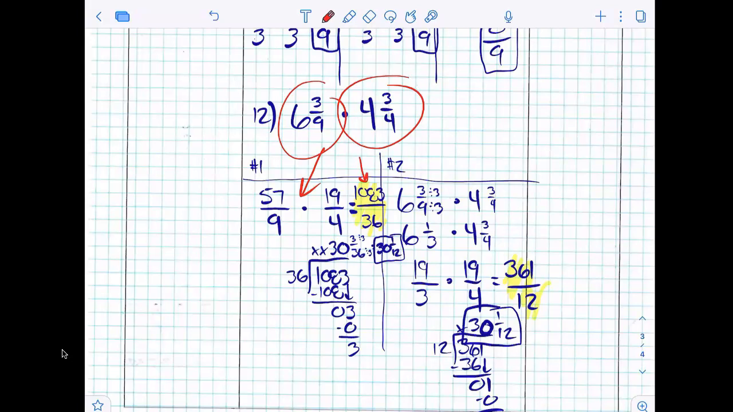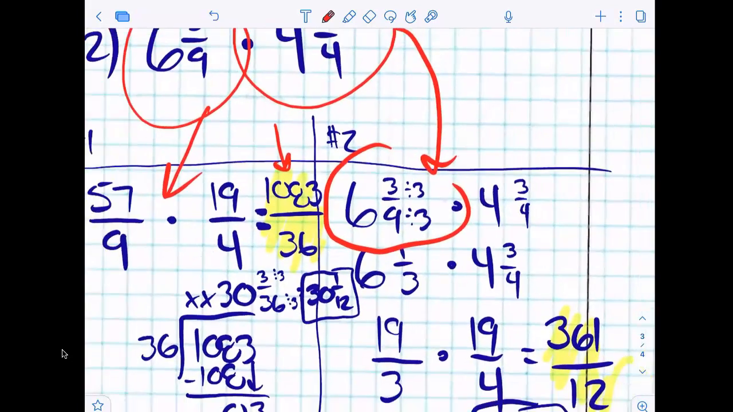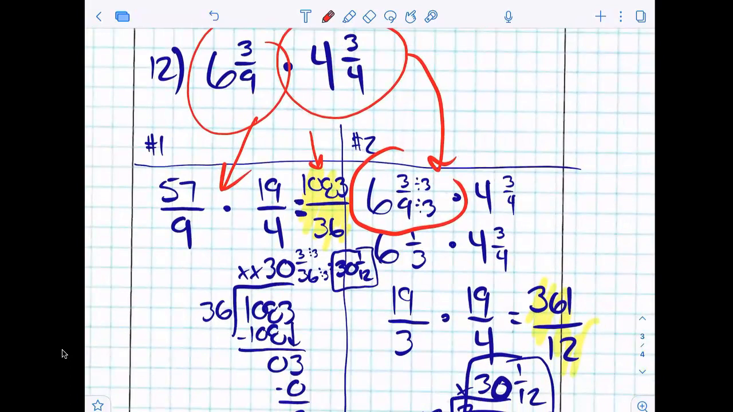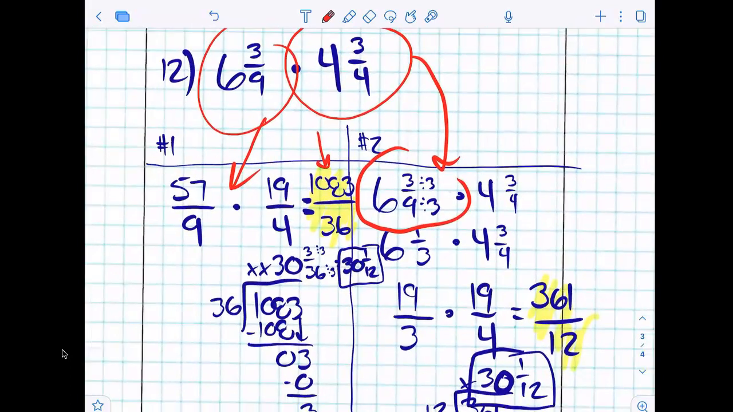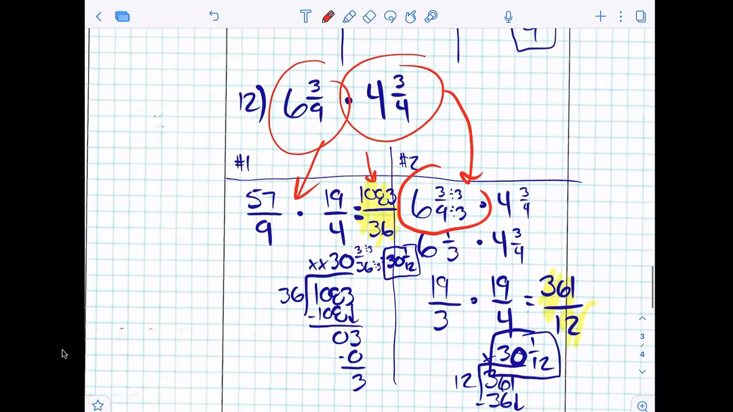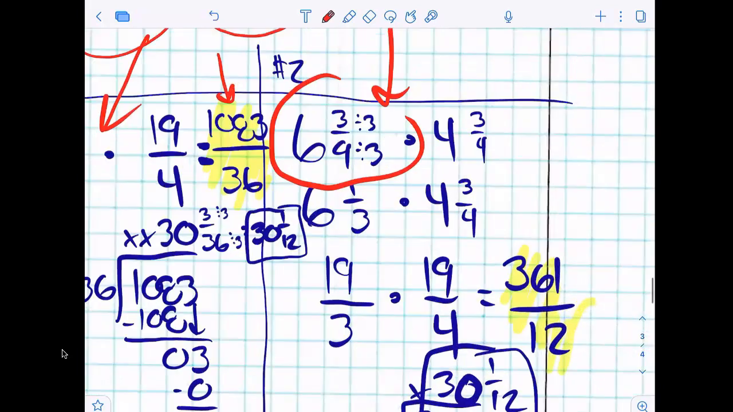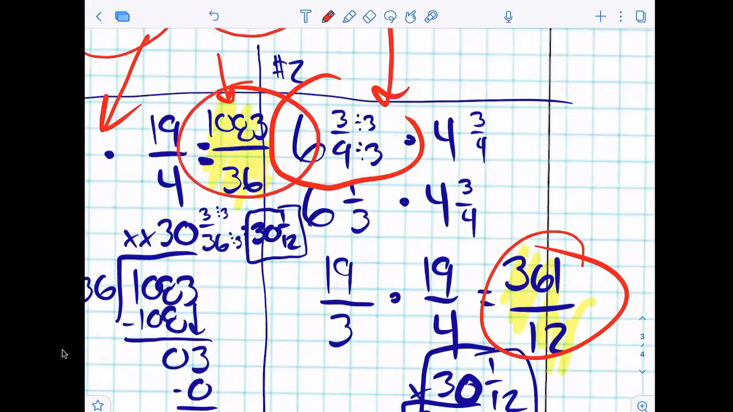Yes. But in this problem over here, before we even did around the world, what did we do? What do you see us doing here? You're simplifying. So we simplified 6 3/9 down to 6 1/3, right? Yes. And then we did the math from there. Yes. And then once you did the math, you ended up with 361 over 12, which I think is easier than 1083 over 36. Do you guys agree? Yes. Good? Yes. Simplify.